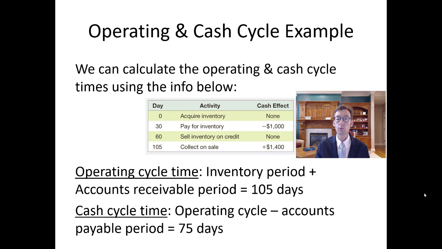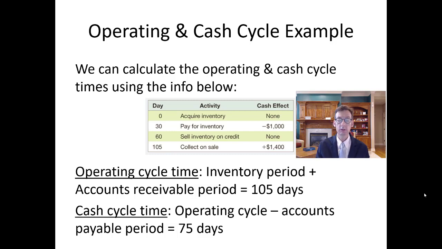Because we have to wait for the average collection period, or average days sales in receivables, or basically the receivables period, to pass before we collect that cash. When do we collect? On day 105. Apparently we are telling our customers to pay us in 45 days, and on that day we collect $1,400.